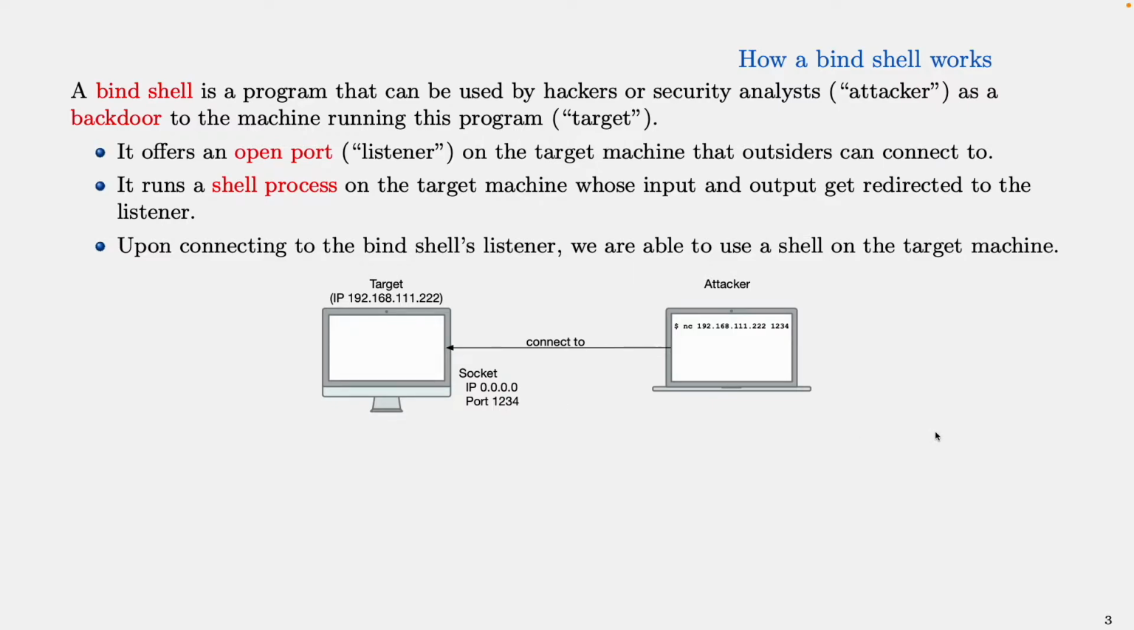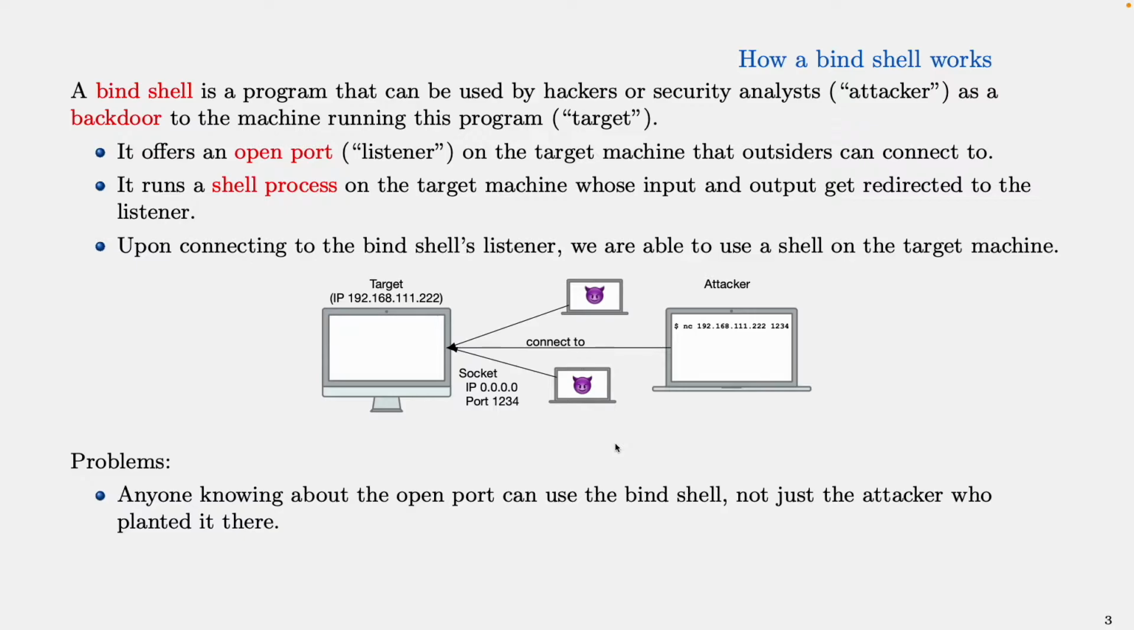And there are two problems with bind shells that I quickly want to address. Firstly, not just ourselves, the benevolent ethical hackers, can connect to a bind shell's open port, but also any malicious hacker who happens to detect that this port is open. So that is a danger. For example, imagine you're conducting a penetration test that you were hired to do in some company's network, and then some evil hacker at the same time detects that you planted a bind shell somewhere. Then that evil hacker could also exploit this backdoor and do bad things.